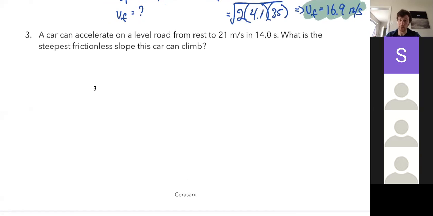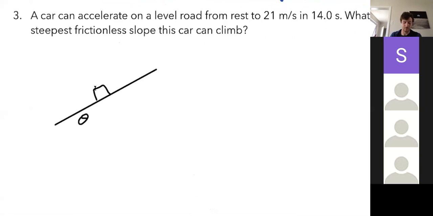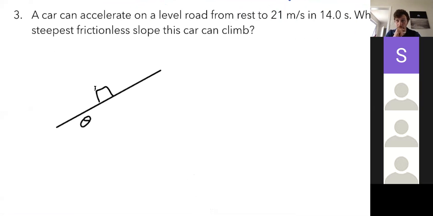Now, this question's a little bit weird. What it's asking us, okay? We're at some theta, and we have this car that is trying to climb this road. There's a couple different ways of looking at this question. When this car is climbing this road, we know for sure that there's F parallel going down the ramp and F perpendicular going into the ramp. We've got our normal force and there's no friction.